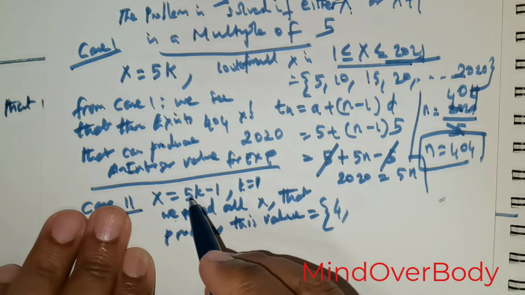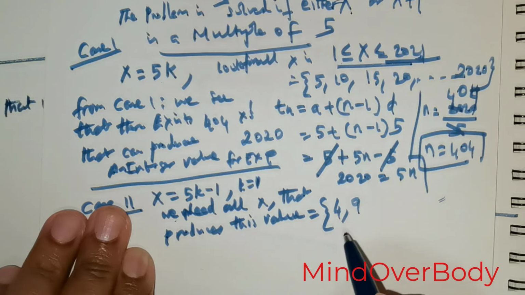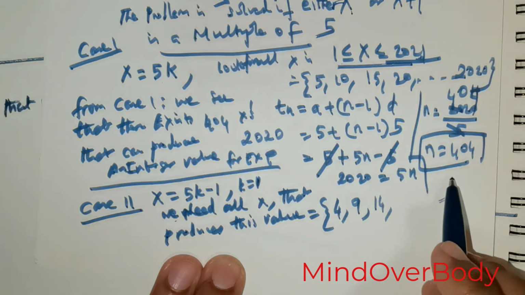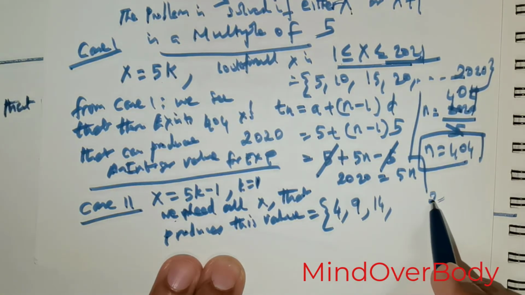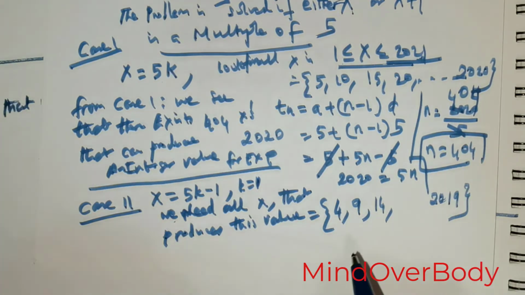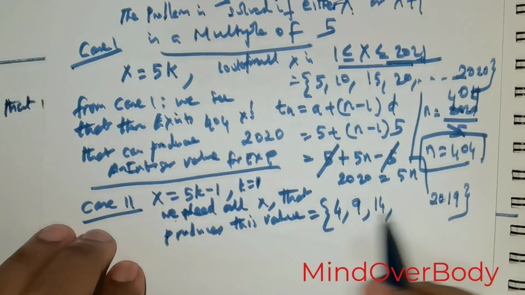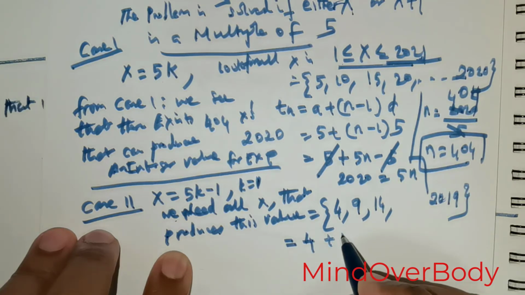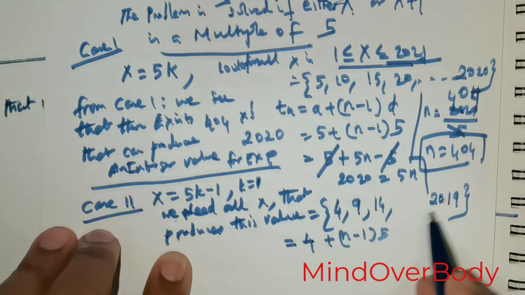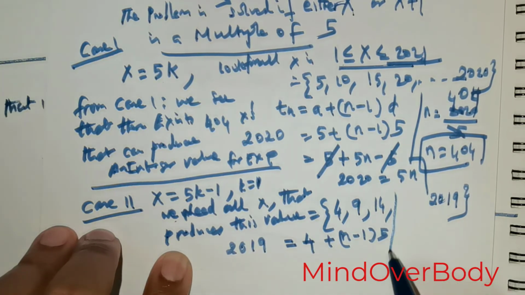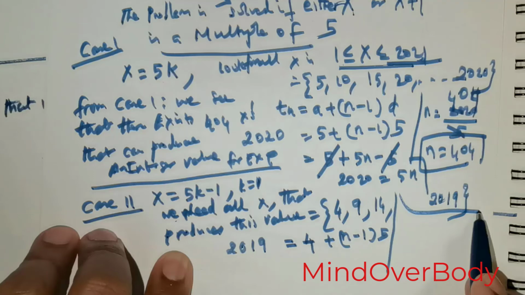K is equal to 2, 5 2s are 10, the next value is 9. I will have to go all the way, not up to 2020, I need to go all the way to 2019. So having obtained this, we need to find the number of such x's that exist in this set. So how are we going to do that? By using the same formula. So this term is 4 positive n negative 1 times the difference, which is 5, and the last term is 2019.